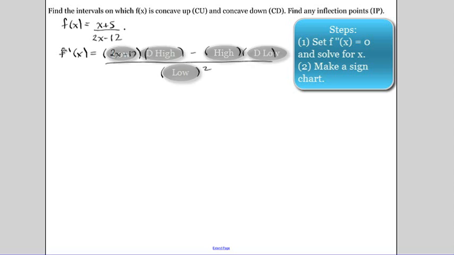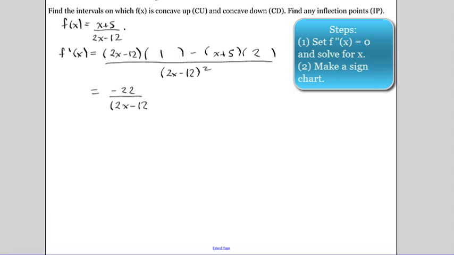So low is 2x minus 12, d high is 1, minus x plus 5, and then d low is 2, all over low squared. After simplifying, I'll leave it to you to verify that we get negative 22 all over 2x minus 12 squared.